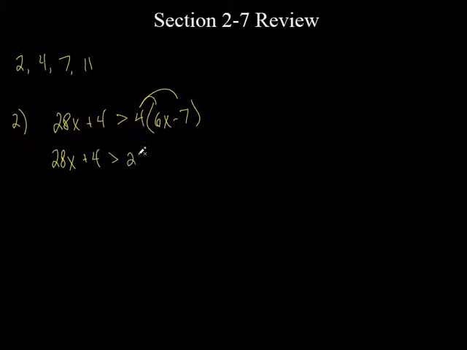Alright, so what do you got? 24x minus 28. Okay, subtract 24x from both sides. That'll get rid of this. Subtract 24x from this, that gives you 4x, correct? Added 28, added 28. 28 plus 4 is 32. Greater than 0. We good? Alright.